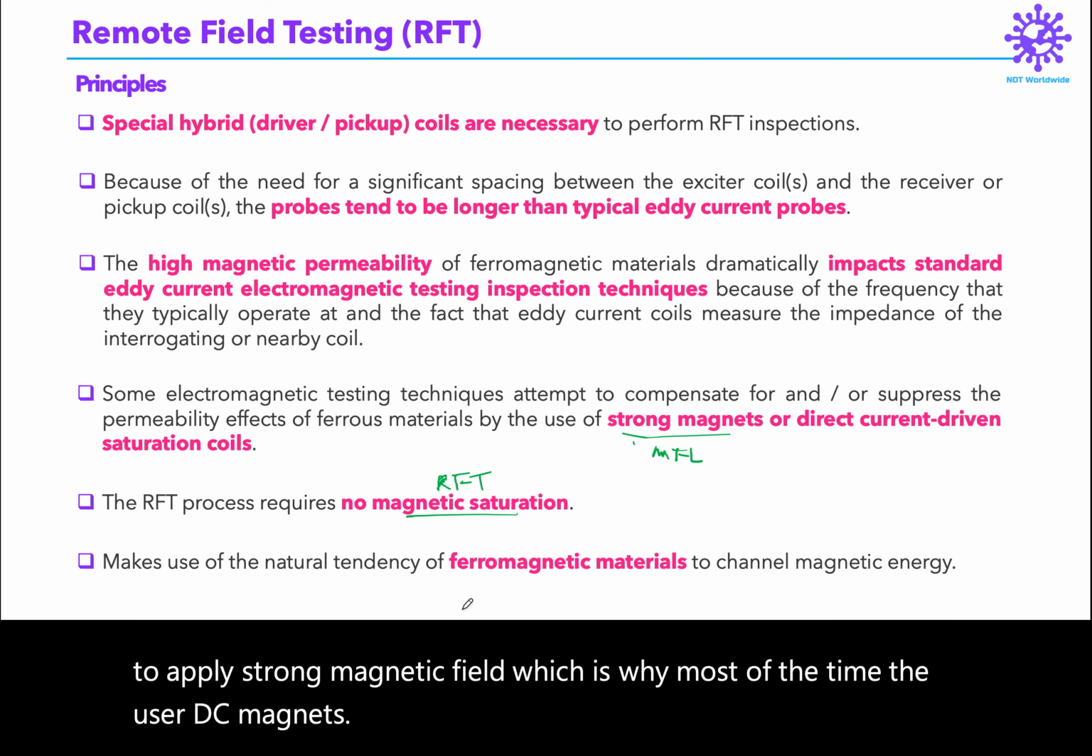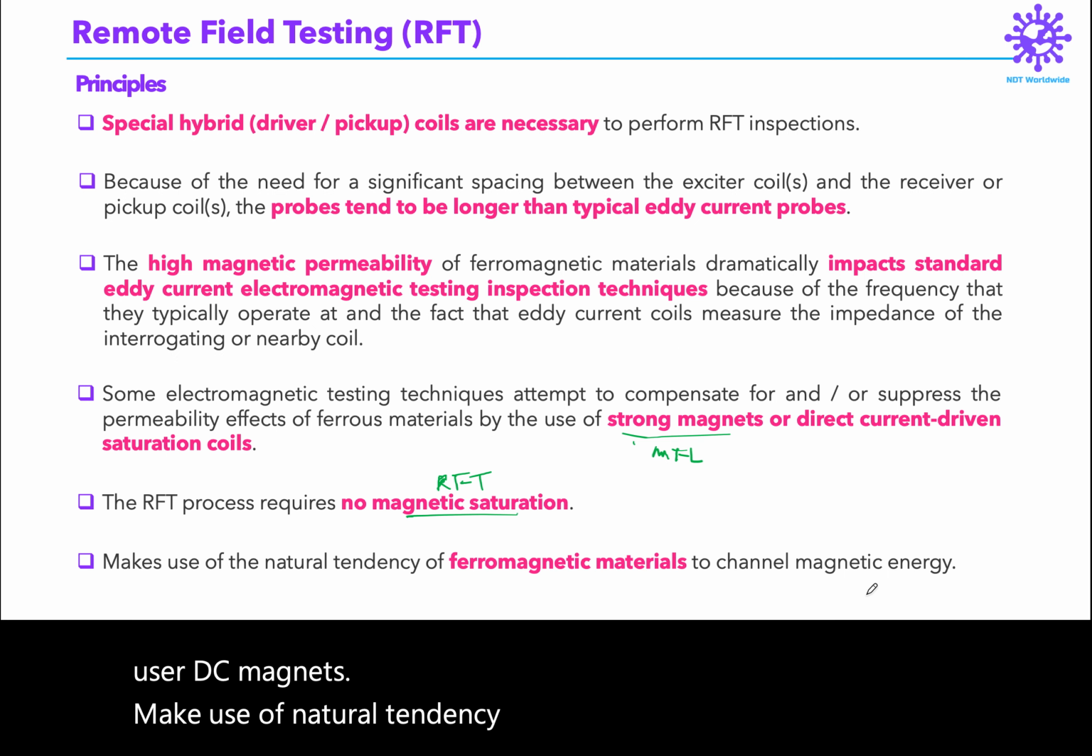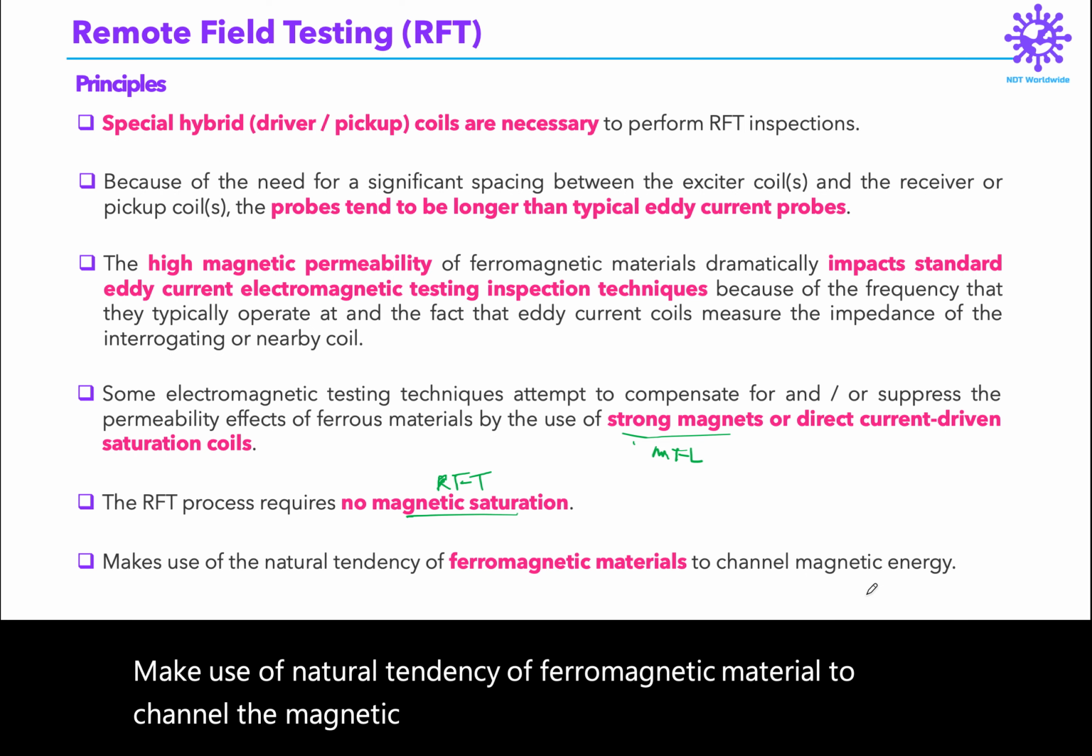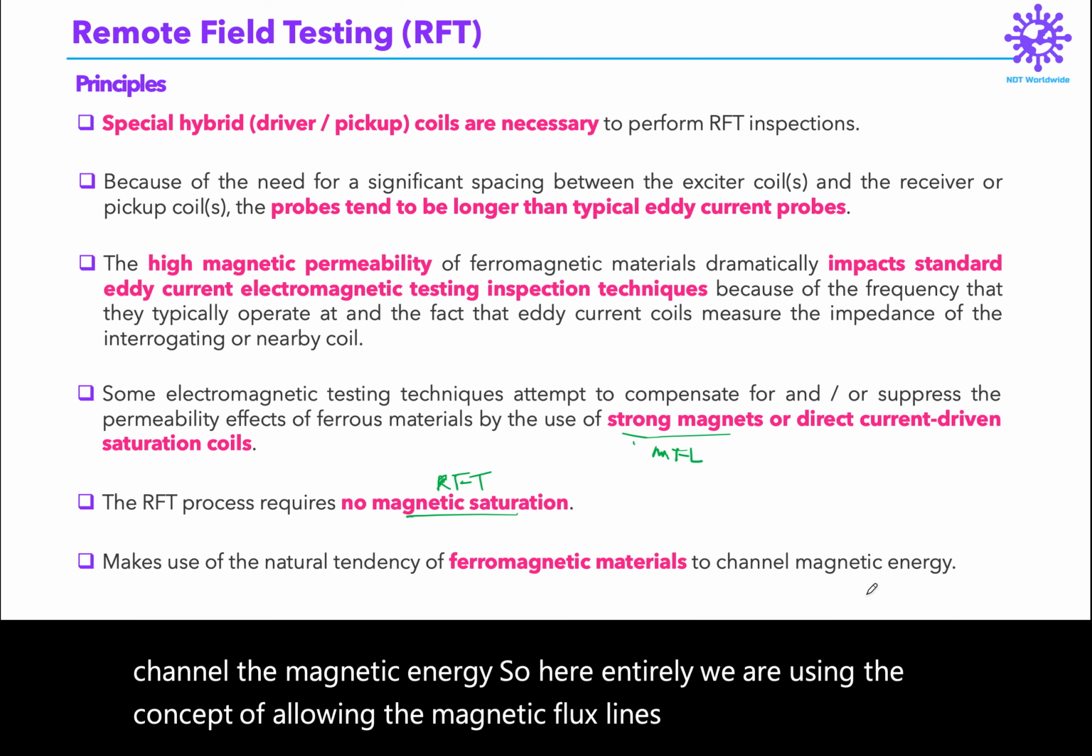Okay, so we make use of the natural tendency of ferromagnetic material to channel the magnetic energy. So here entirely we are using the concept of allowing the magnetic flux lines to pass through the given job.